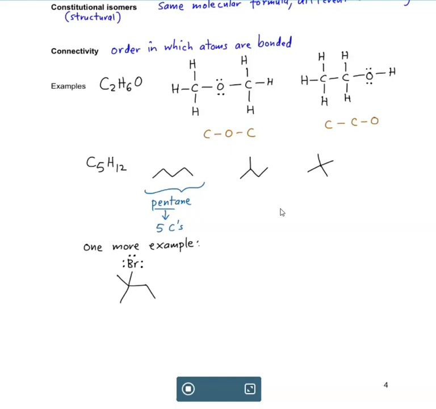Here's an organic molecule that actually has a bromine attached to it. So this would be called an alkyl bromide or an alkyl halide. We'll get into the details of that later on. So notice that in this case, with these two structures, the carbon skeletons are the same. So the carbons are all bonded in the same order, but it's the position where the bromine is attached that's different. So these are also constitutional isomers of one another.